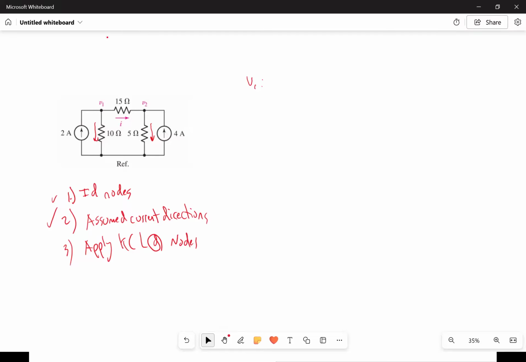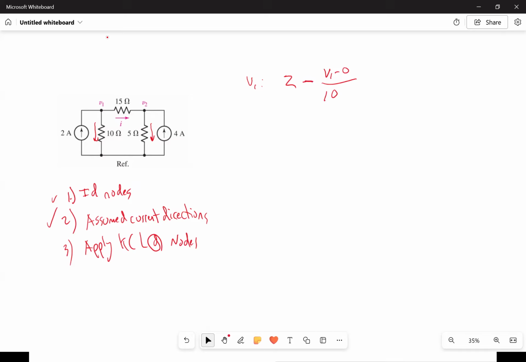The sum of the currents into a node equals 0. So 2 is current in. V1 minus 0, because that's reference, divided by 10: is that current into or out of the node? Out. So that is not a current in, it's a current out, or it's a negative current, isn't it? So 2 going in, V1 divided by 10 is going out. So I just put the negative there.